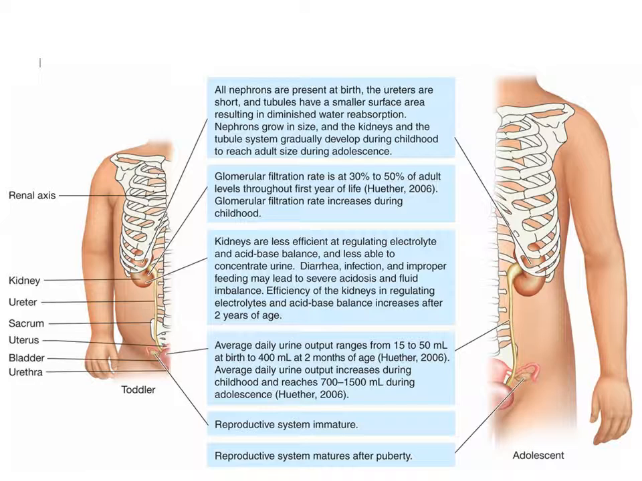Children less than 2 are usually not potty trained because of insufficient nerve development to control the muscles needed for bladder control. The reproductive systems are functionally immature until puberty.